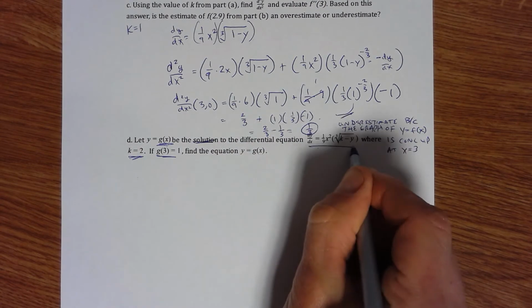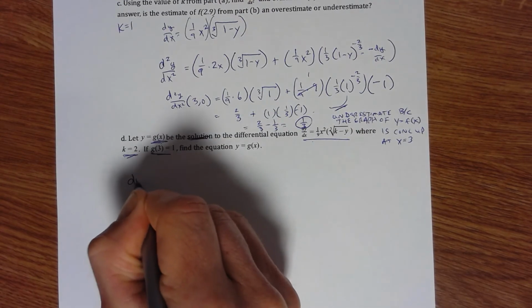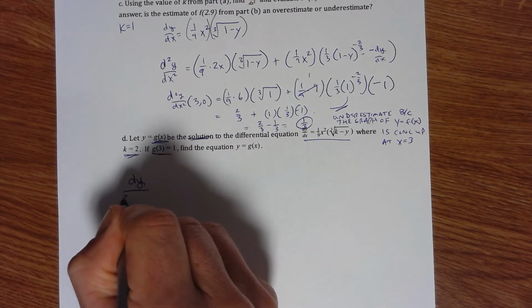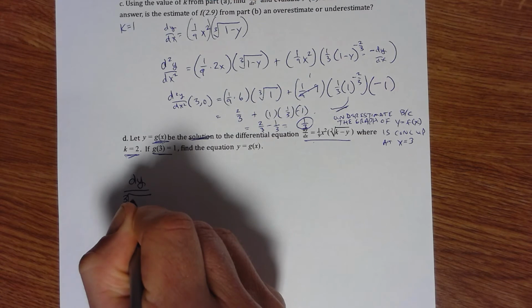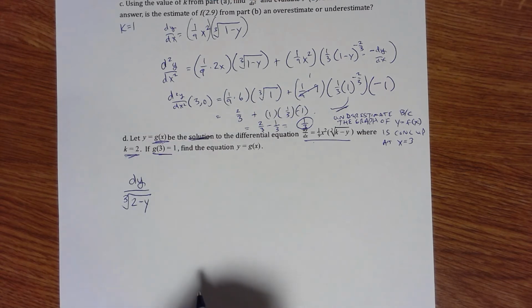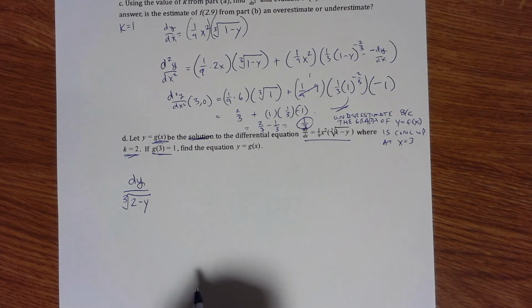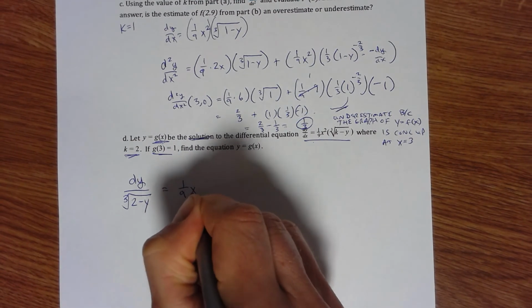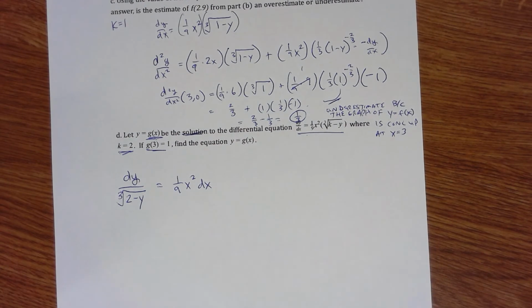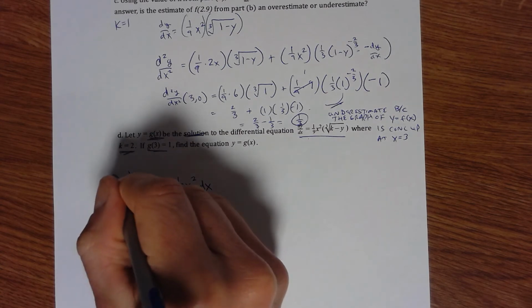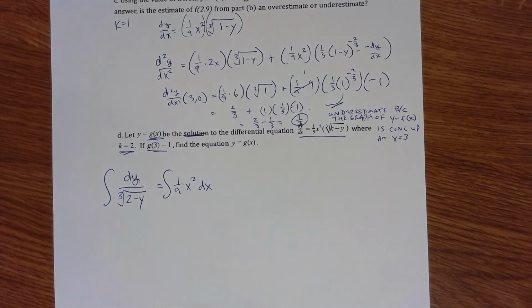So let's get started with it. If we take this equation, dy dx, I'm going to move some things around. So I'm going to rewrite it as dy over the cube root of k minus y. But remember, k is equal to 2. So dy over the cube root of 2 minus y equals 1/9 x squared dx. That is my separation of variables step, more than likely worth a point on the exam. Find the antiderivative of both sides.